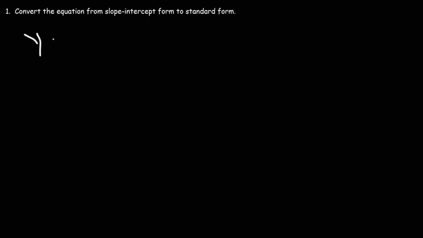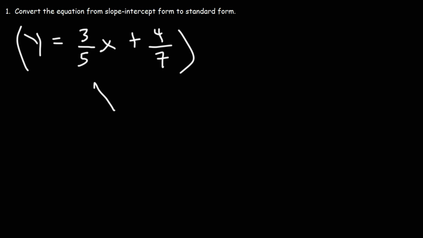Let's try another similar problem. Let's say y is equal to 3 over 5x plus 4 over 7. Go ahead and try that one. So the first thing I'm going to do is multiply 5 and 7. So a common multiple of 5 and 7 is going to be 5 times 7, which is 35. So let's multiply everything by 35.